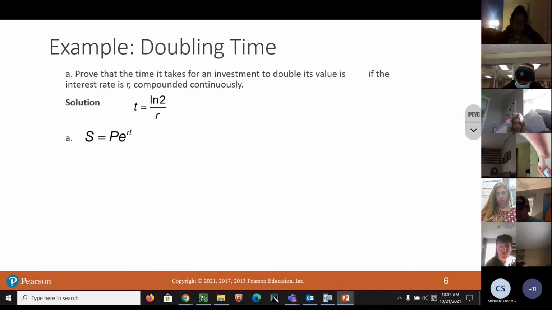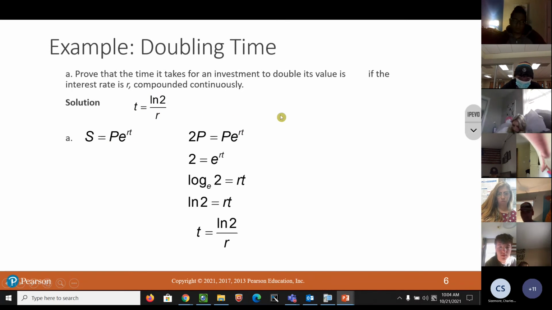All right. Prove that the time it takes an investment to double in value. Remember, I told you to make sure you wrote down "double in value." This is not a test question, but it may be a homework question. So there's your continuously compounded formula, and there's your double formula. You plug that in, put that 2 in, and you get 2P is equal to Pe^(rt). The P's cancel, and you're left with 2 is equal to e^(rt).